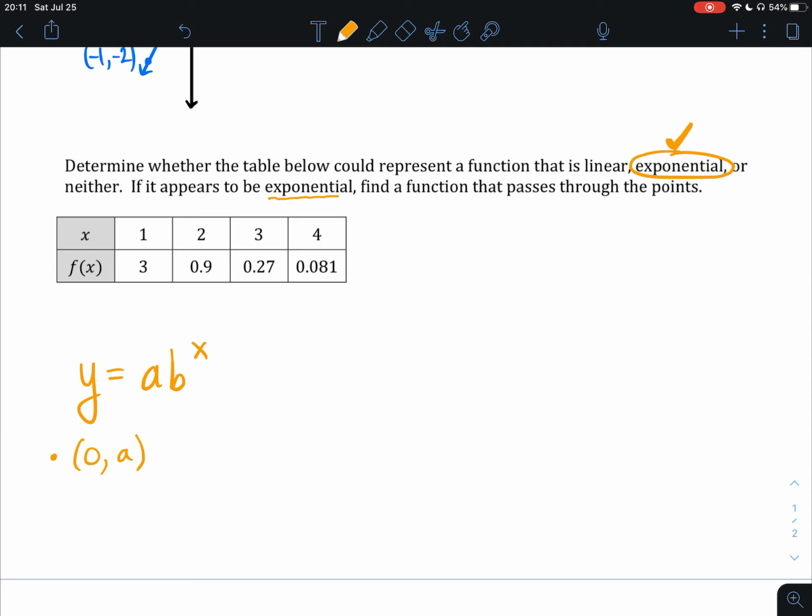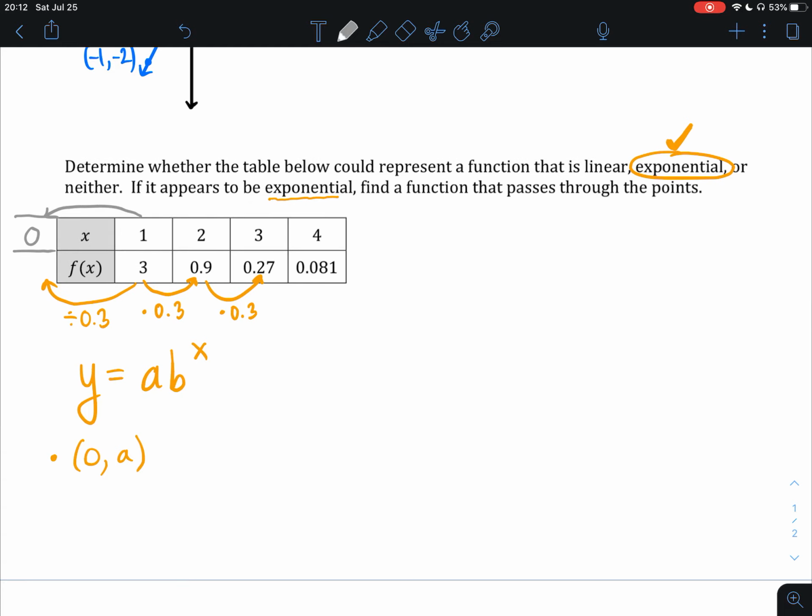So in this model, the table that we see doesn't include an input of 0. But if we just determine together that we're simply timesing by 0.3 to get from one output to the next, doesn't that imply that if I moved to the left by 1, I would simply divide by that same value rather than times by it? So if I wanted to make a row for 0, I'm just kind of adding onto the table here. So 0 would be 1 to the left of 1.